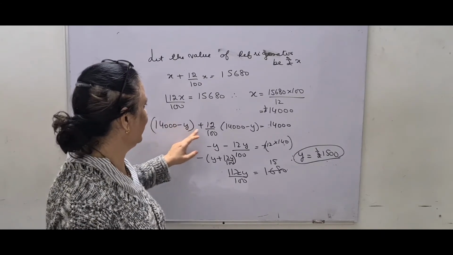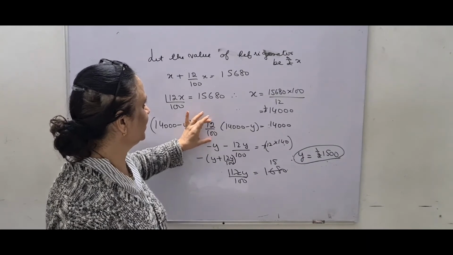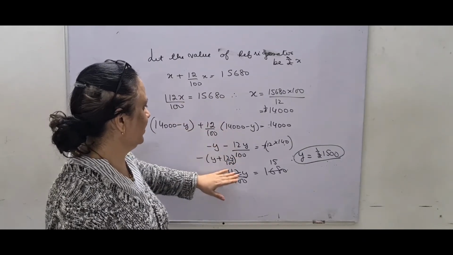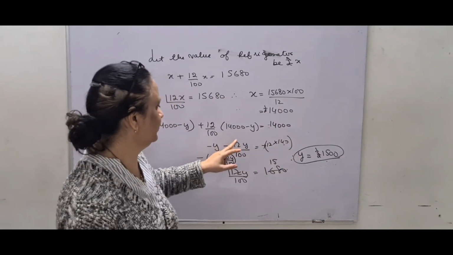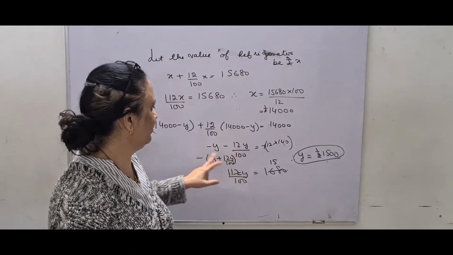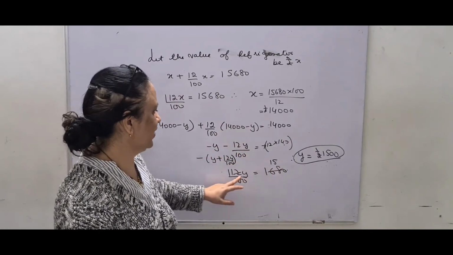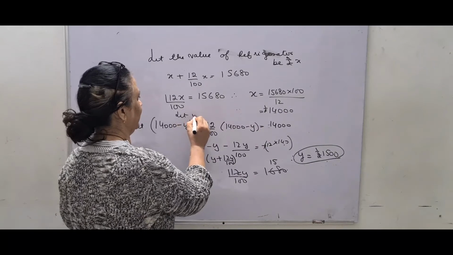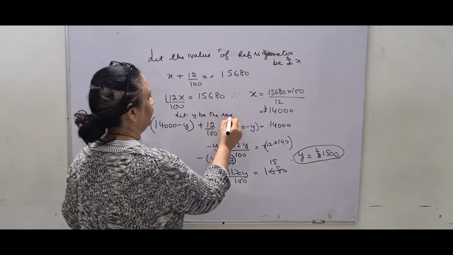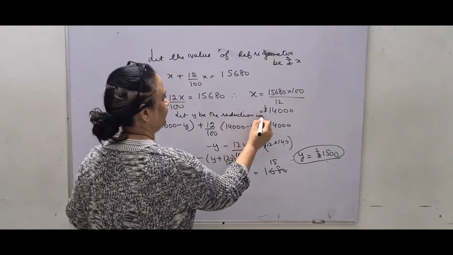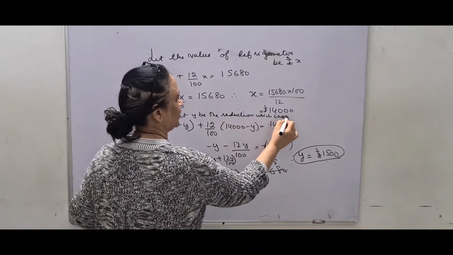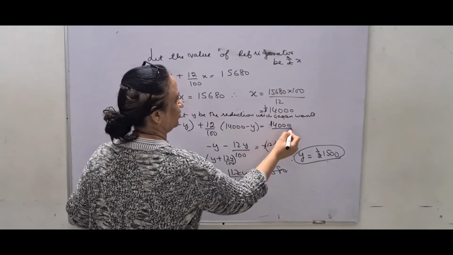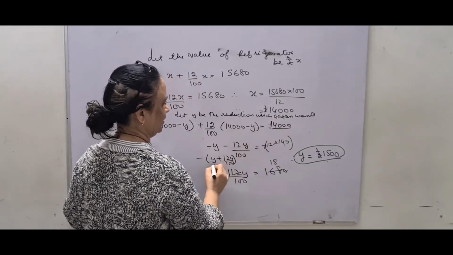So 14,000 minus Y plus 12% of, because the GST will remain same for the trader as well as for the customer. Then after calculating it, minus Y minus 12Y, the minus cancels on both sides, and after calculating I get the value Y, which is the reduction. I told you that you can take, let Y be the reduction which Gagan wants, and that means his total should be equal to 14,000. I gave it equal to 14,000. See, got the answer.